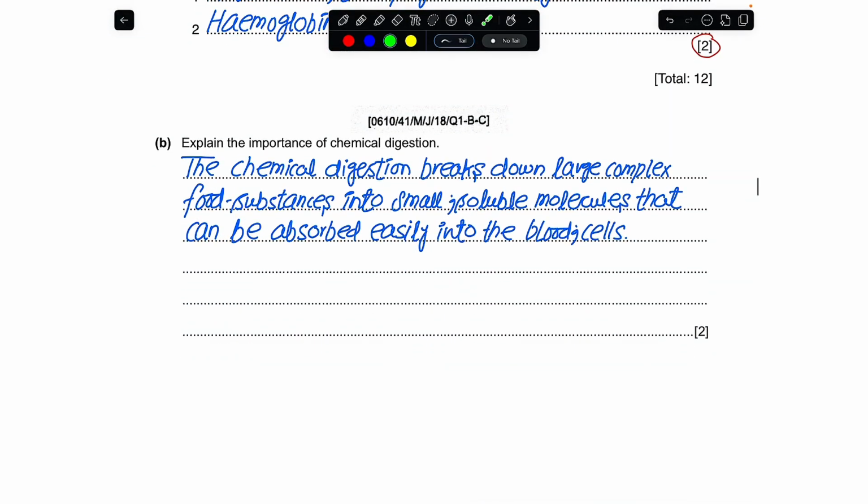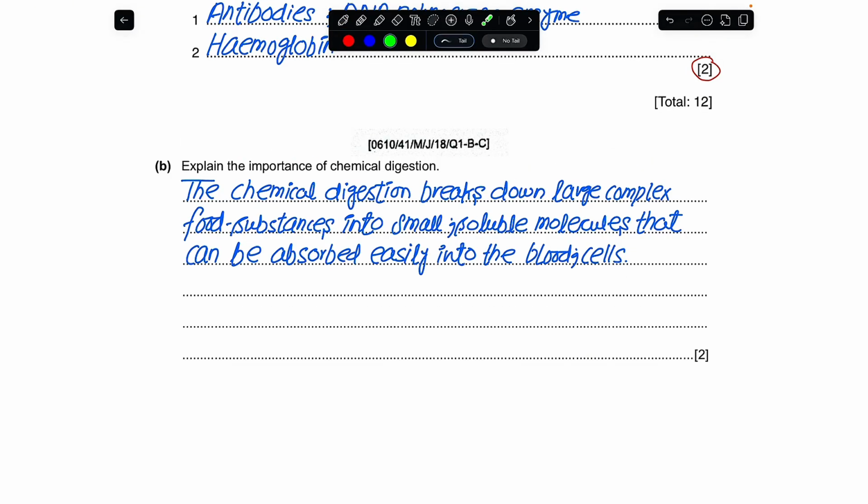Likewise, if I were to come here, this is from May, June of 2018. The theory paper variant was 4.1, and for your exam, this was question number 1B and C part only. In this question, your examiner was interested to know your elaboration of the identification of the parts of the alimentary canal and what role they are contributing in the digestive process.